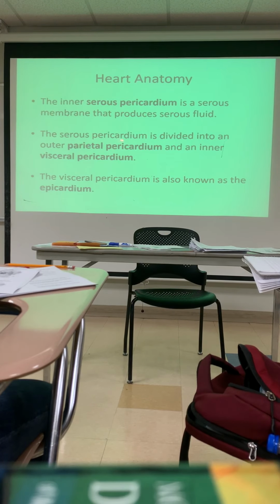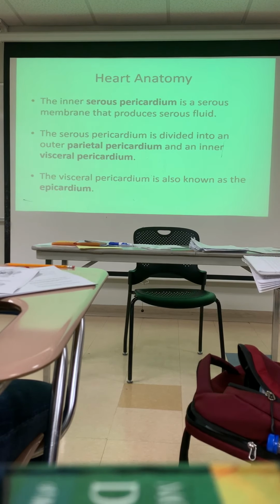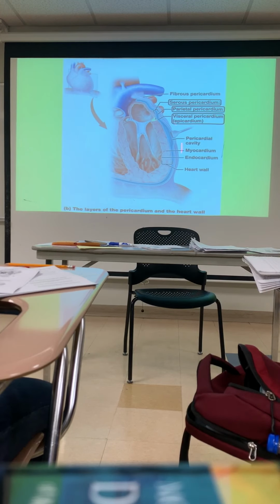And then the serous pericardium has two types, the parietal and the visceral. The parietal is farther out from the heart. The visceral is attached to the heart. So the visceral is called the epicardium, which is the outermost layer of your heart, because the innermost layer is called the endocardium. Okay, so look here. That's the serous pericardium, which has two layers, parietal and visceral. Visceral is closer to the heart. The parietal is away from the heart. Visceral is, in other words, also called epicardium.